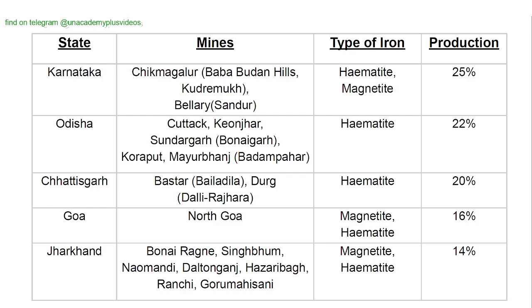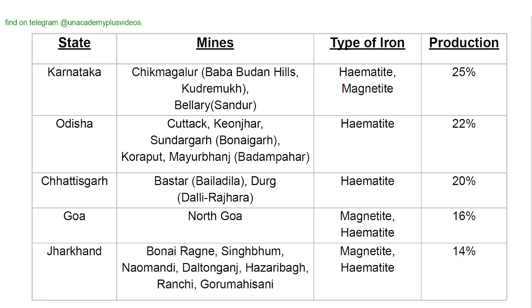Odisha: Cuttack, Keonjhar, Sundargarh, Bonaigarh, Koraput, Mayurbhanj, Badampahar. Type of iron, hematite, 22%. Chhattisgarh: Bastar, that is Bailadila, Durg, Delhi Rajhara. Type of iron is hematite, production is 20%.